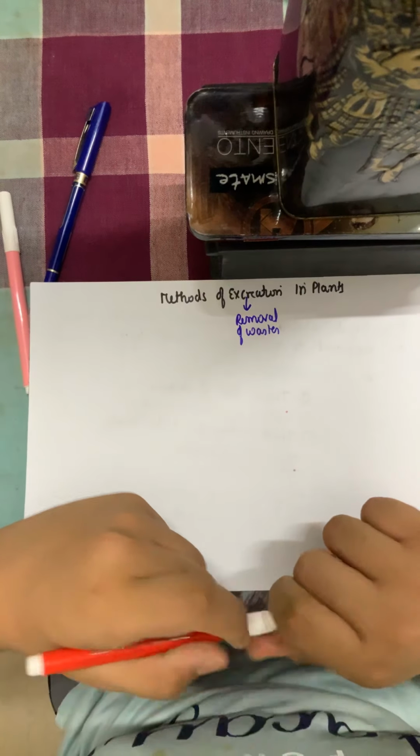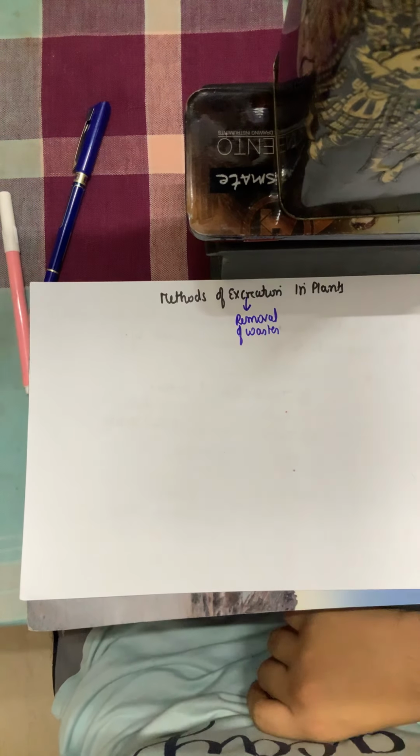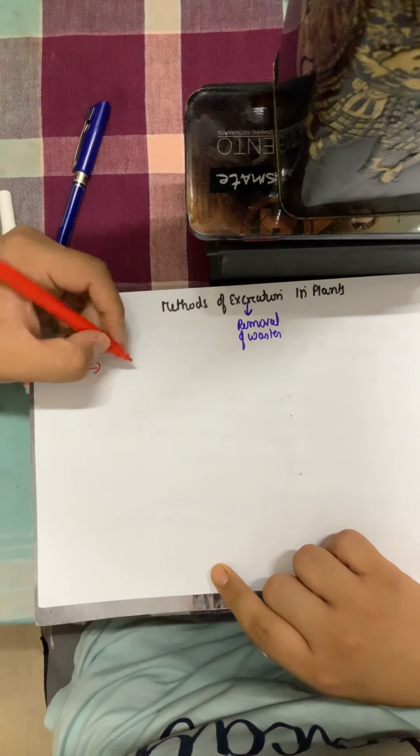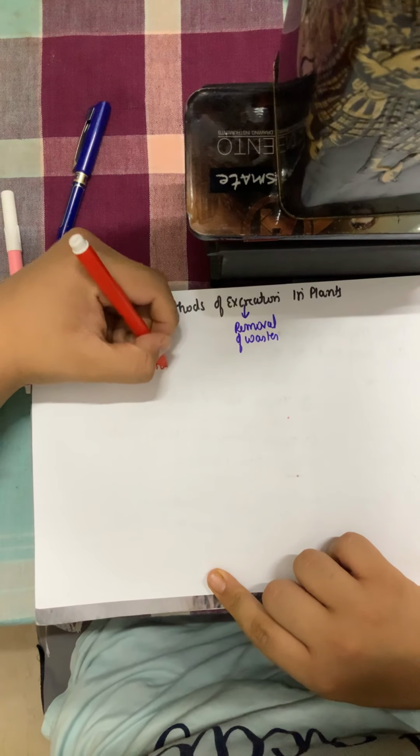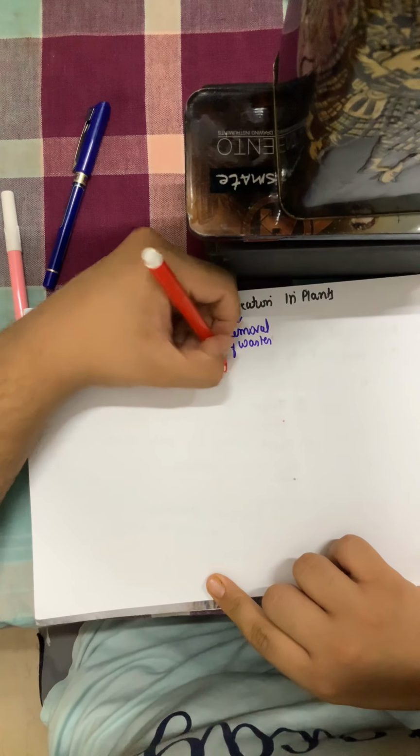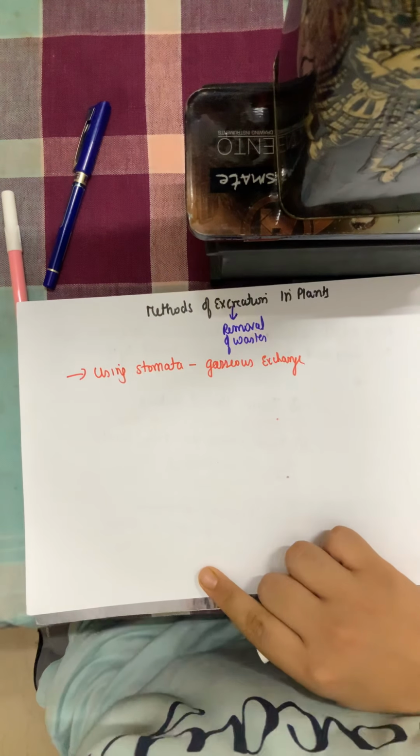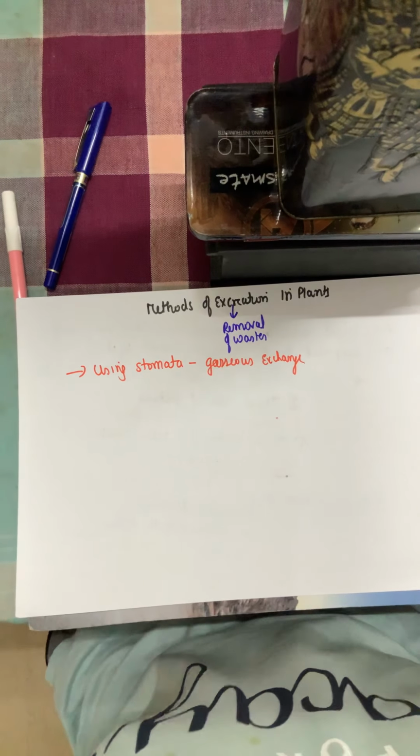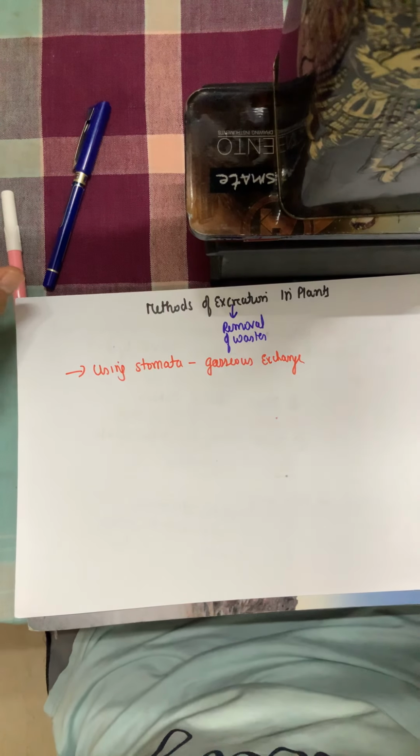For excretion in plants, there are a variety of adaptations which a plant has made in order to remove its excretory products. So let us discuss these varieties. The first method is using stomata, by gaseous exchange. Let us try to understand this. In plants, there are stomata, which are tiny pores on the leaf. Through these stomata, excess water and even gases are exchanged.